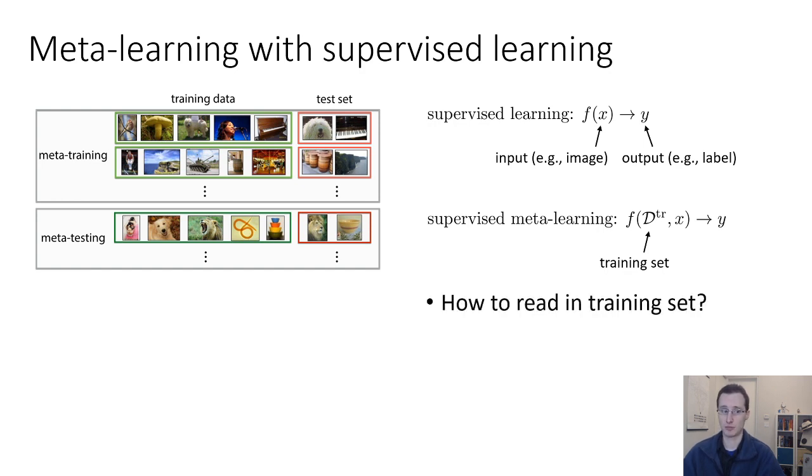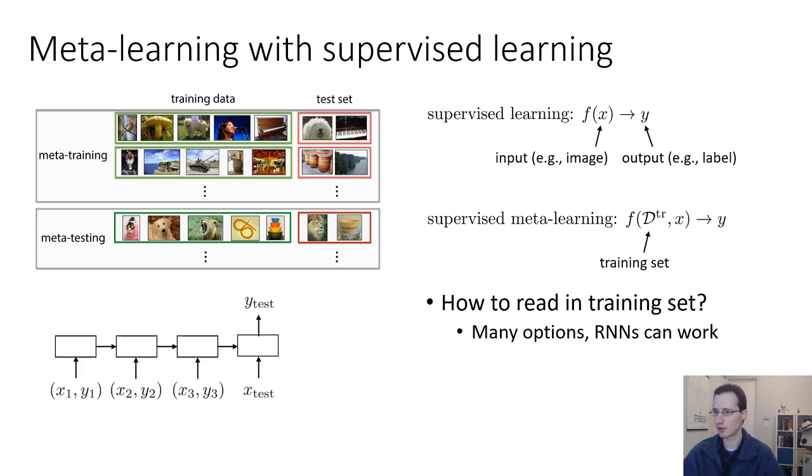In order to set up f, we need to answer a few questions. The first question is, how do we read in the training set? How does f actually ingest, how does f actually read in all of dtrain? There are many options for doing this. RNNs could work well. Transformers could work well. But there are other choices too. But just to keep things simple, let's say that we're going to use an RNN, like an LSTM.